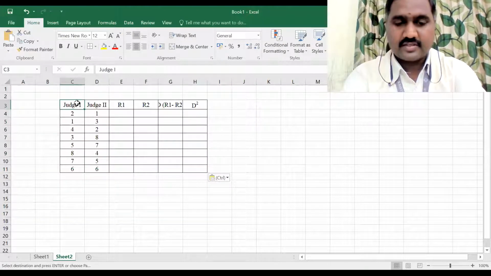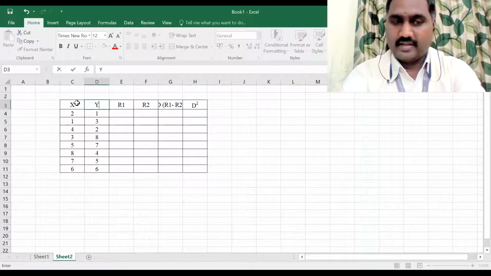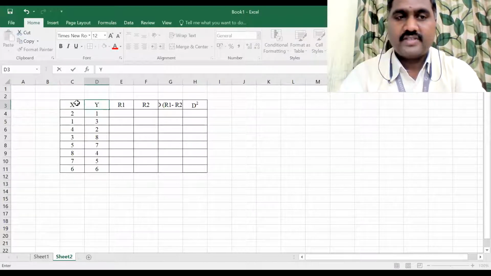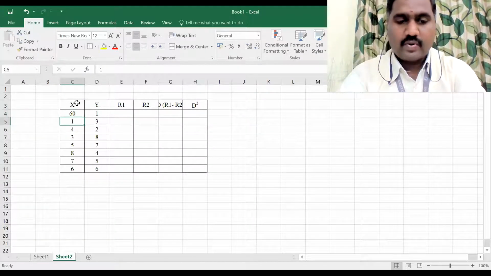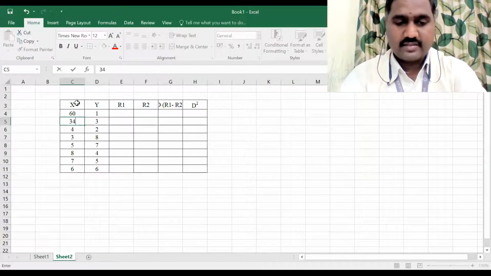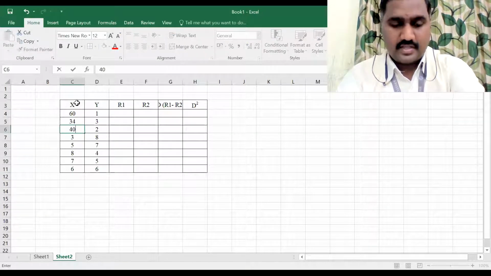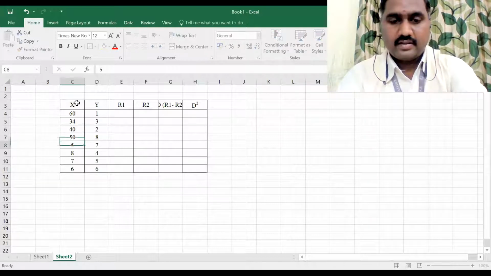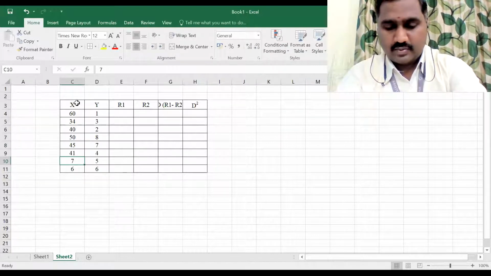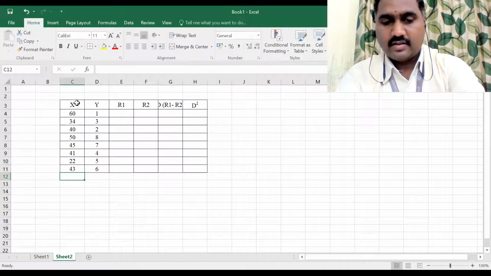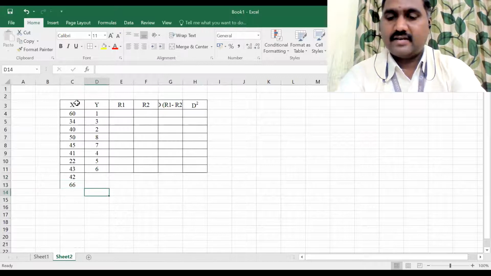Okay, I'm just working out this x and then y. Now what is the x value? It is 60. Then y value is 34. Sorry, x values are 34, 40, 50, 45, 41, 22, 43, 42, and 66. Right? Clear?